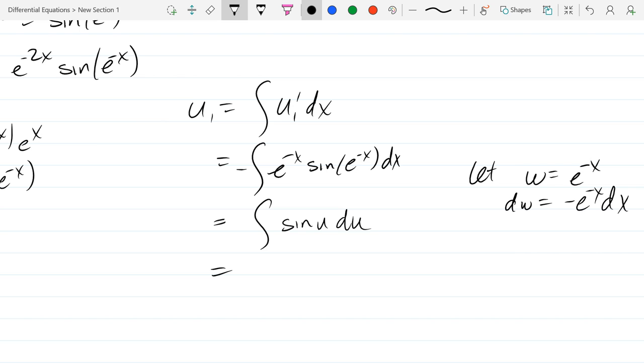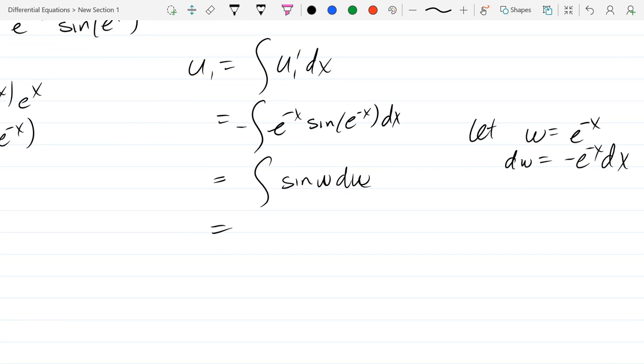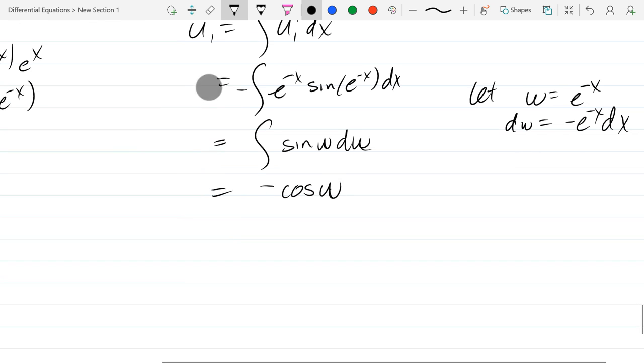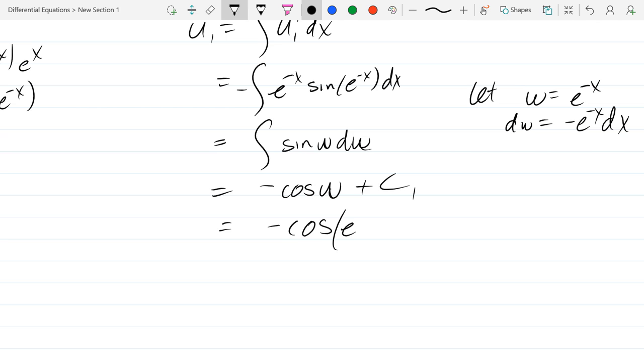Let's just sine u. What's that? Isn't it supposed to be sine w? w. Just double my regular u. All right, so sine w integrates to cos w, negative, because cosine turns negative. And then unsub, of course. Oh, we get a plus C. We're going to have more than one constant, so I'm going to call this C1. And finally, negative cos e to the negative x plus C1.